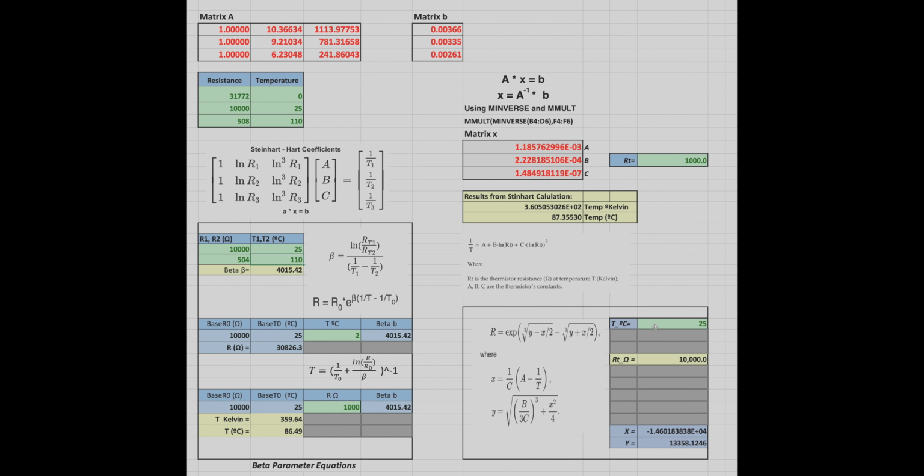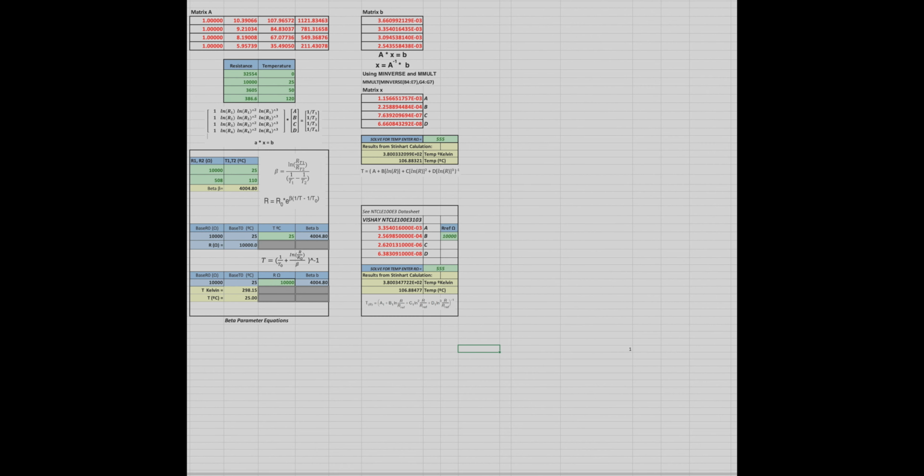And also, if you have the temperature, you could put the temperature in here, like we could say 0. It should give you what the resistance would be, which is the same here. Everything out here is based on the Steinhart. Everything inside this box is the beta. We also have some of the parameters. You get A, B, C, and D.